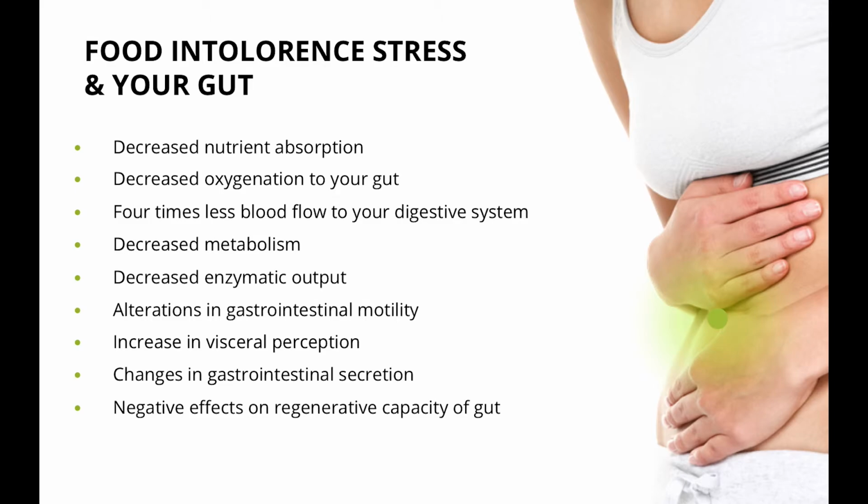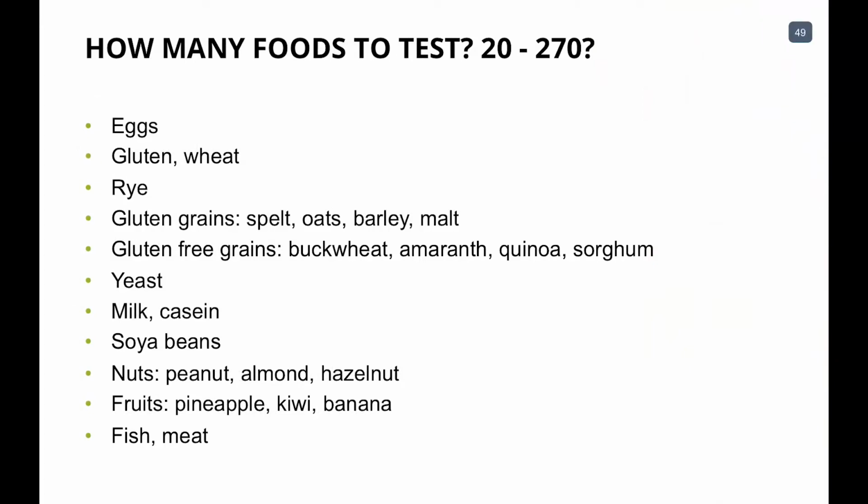Negative effects on regenerative capacity of the gut. So what is that? Your gut is not having the ability to restore what is being broken down. When you're breaking something down slowly over time, it's very difficult to rebuild it. If it happens overnight, it can rebuild because it's got the immune responses to do so, that's a different aspect. So how many foods do you want to test?